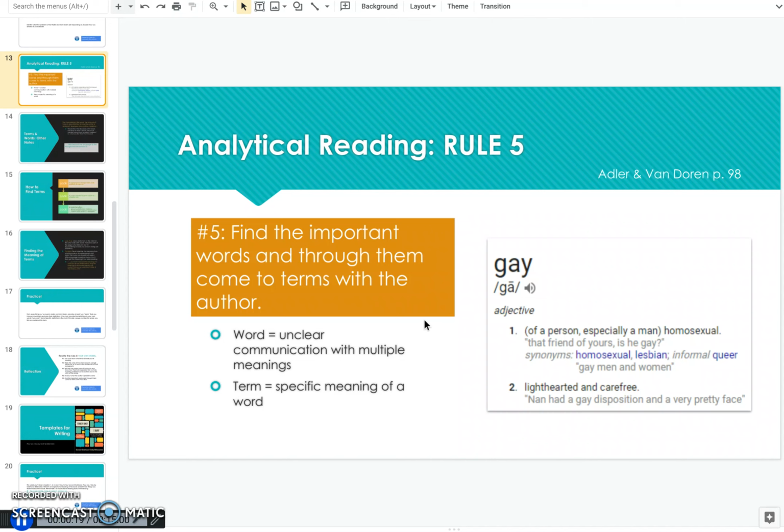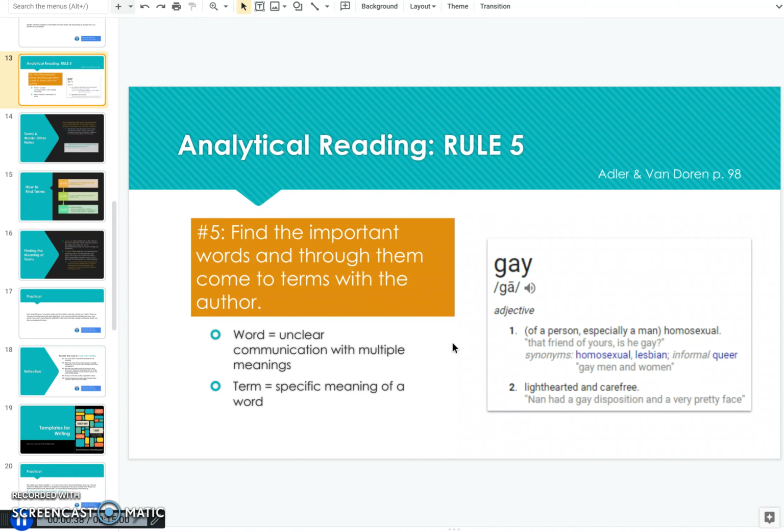Adler and Van Doren point out that words can be unclear in their meanings, mainly because they can have multiple definitions, okay? And they give another term for definitions. They use the word term. So a word can be unclear, but a term has a very specific meaning that the author is using.